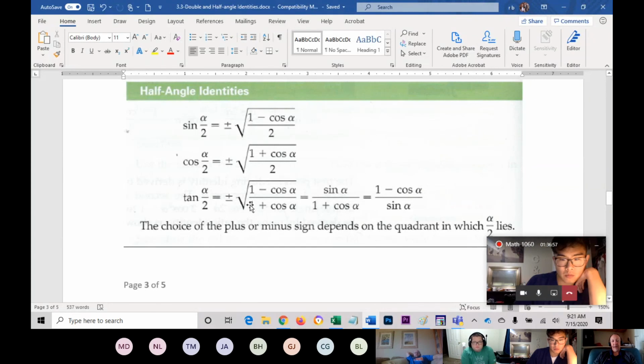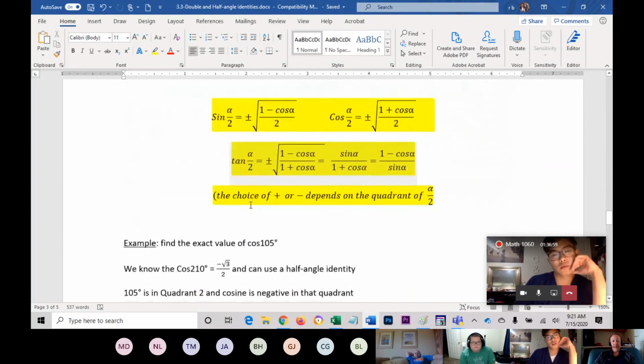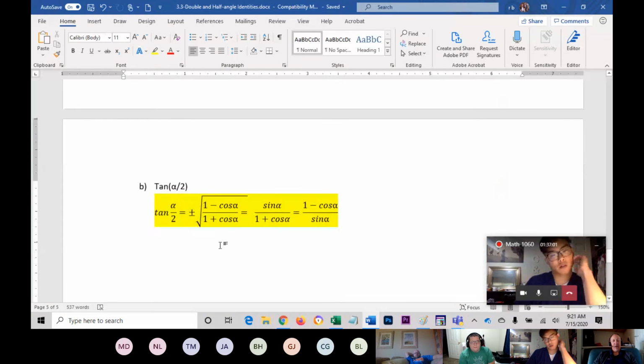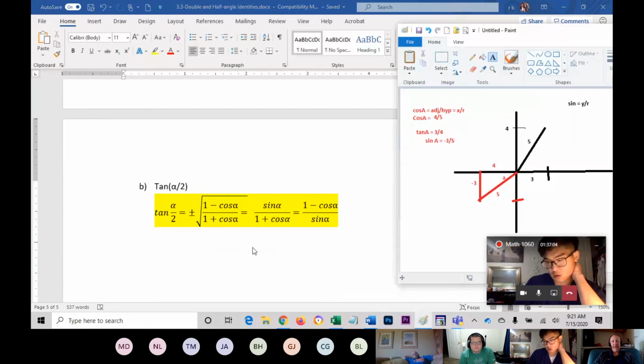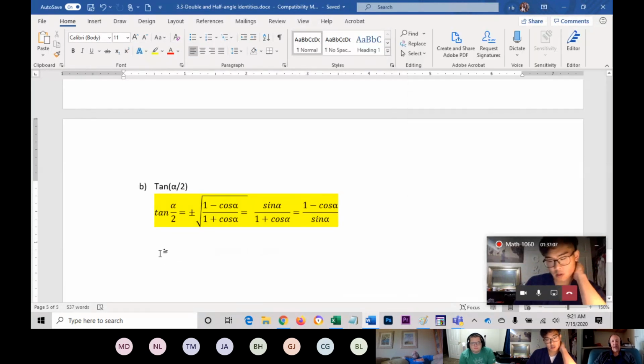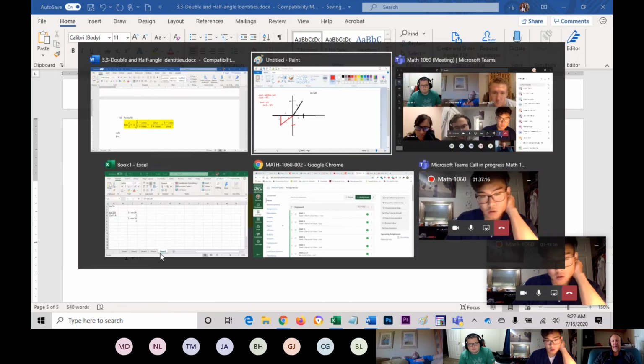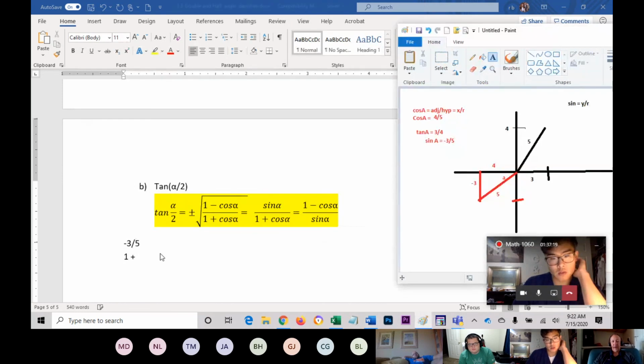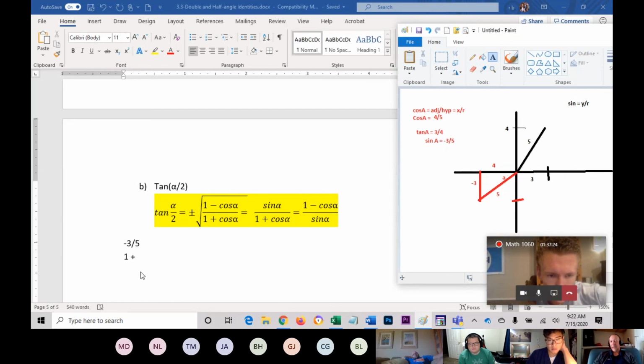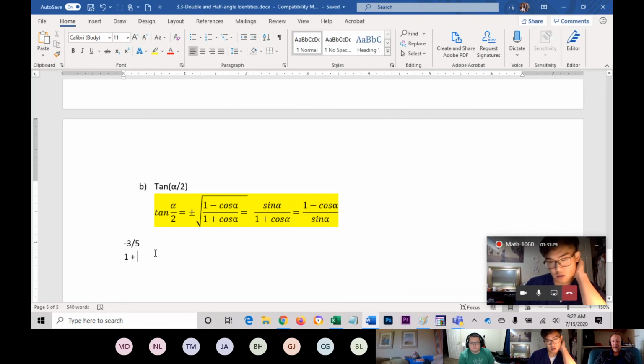That one's nice because we don't have to worry about the square root, does it? Yeah. Okay, so if we did that, the sine of alpha is what again? It's -3/5. So -3/5, we're going to divide that by 1 plus the cosine of alpha, and the cosine of alpha was? -4/5. Is it negative or positive? Yeah, you're right. It is negative. -4/5. Okay.